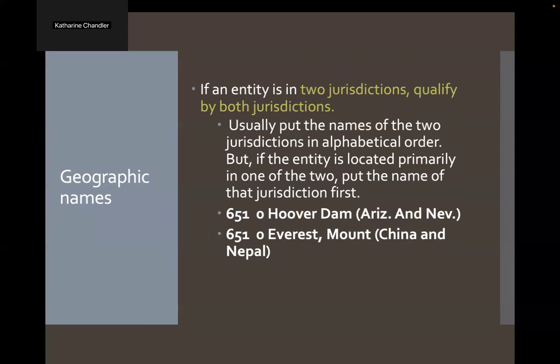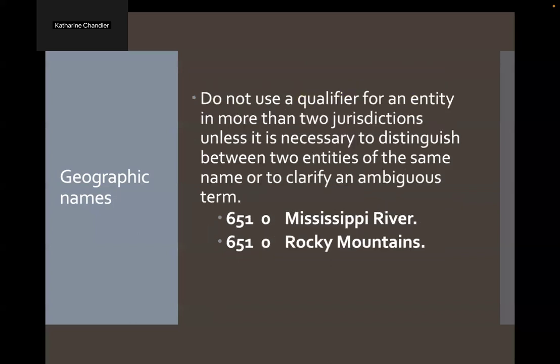So like Hoover Dam, Arizona, and Nevada, or Everest, Mount. So Mount Everest is in both China and Nepal. Do not use a qualifier for an entity in more than two jurisdictions unless it is necessary to distinguish between two entities of the same name or to clarify an ambiguous term.